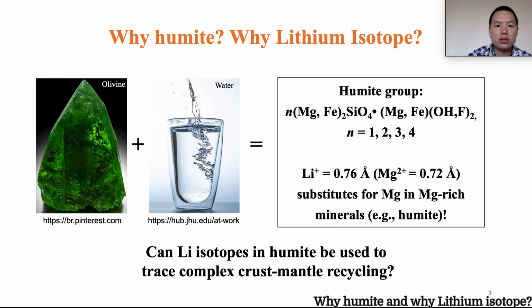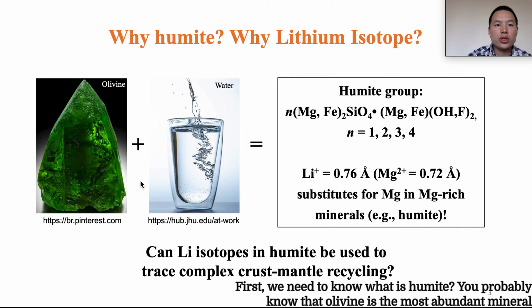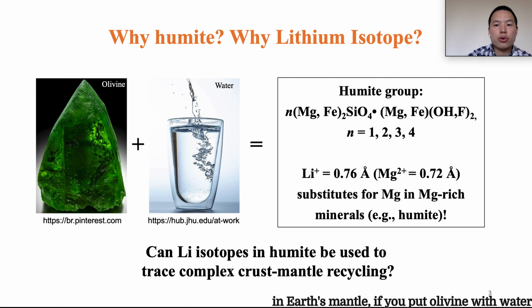Why humite and why lithium isotope? First, we need to know what's humite. You probably know that olivine is the most abundant mineral in Earth's mantle. If you put olivine with water and put them in the upper mantle condition, then you will create humite group. Depending on this N number here, there can be 4 different subgroups.